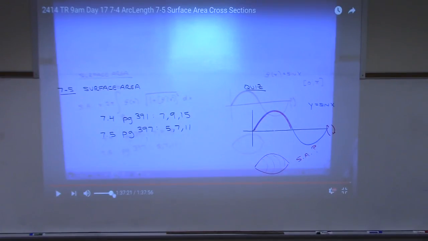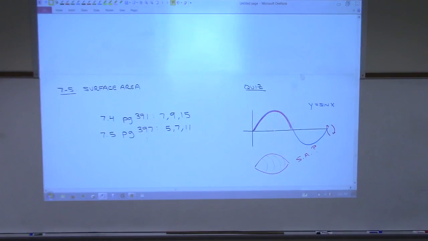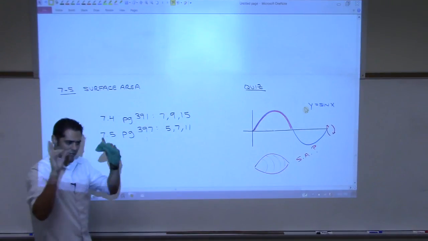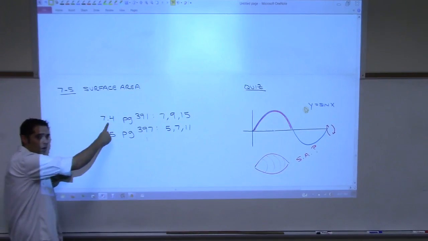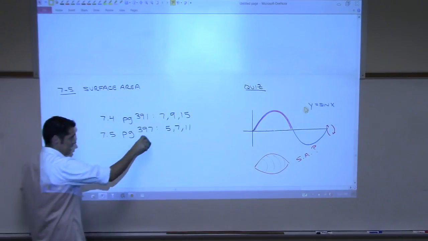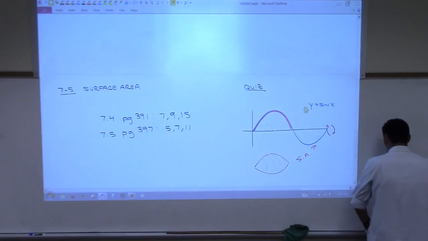So there's really like 4 things you should be doing tonight or before we come in again. Remember, there's an assignment from 7.2, numbers 38 and 39, which I didn't really cover, which were the cross sections. 7.4, which is arc length. 7.5, which is surface area, which I have not even given you an example of. And then the quiz on surface area, which will be due next time.